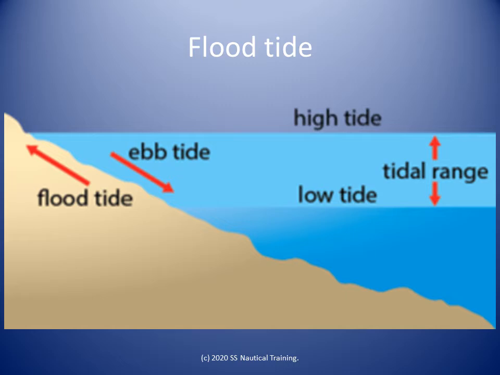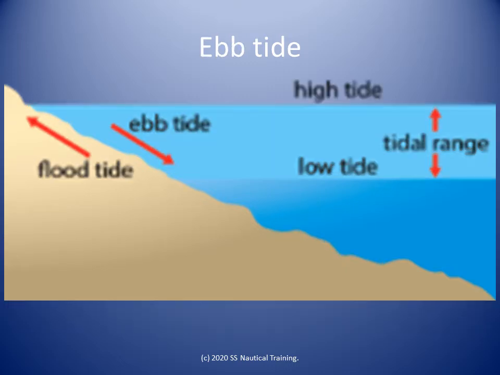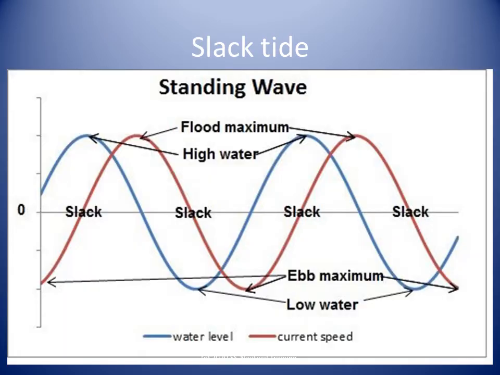When the sea level rises over several hours, covering the intertidal zone, it is called the flood tide. When the sea level falls over several hours, exposing the intertidal zone, it is called the ebb tide. The moment that the tidal current ceases is called slack water or slack tide. Slack water usually occurs near high water and low water. But there are locations where the moments of slack tide differ significantly from those of high and low water.